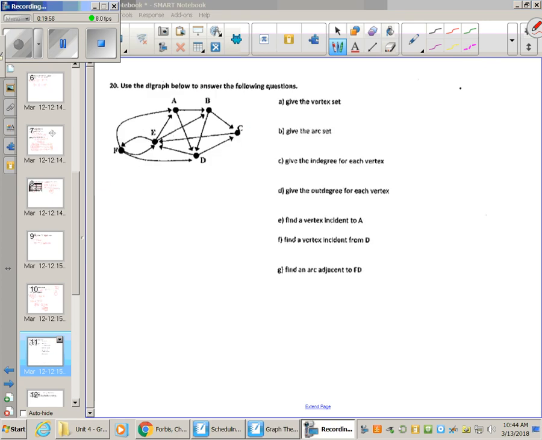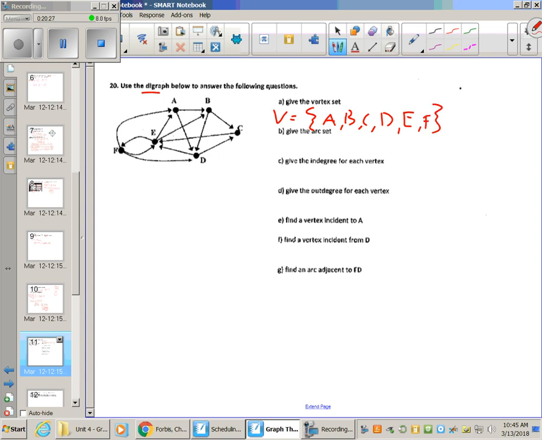With number 20, now we're getting into the stuff after the quiz, the new stuff with directed graphs, or digraphs. I will ask questions just like this on the test with a given diagram. Use the diagram below to answer the following questions. Give the vertex set. That should be a 100 from everybody. Just list all the vertices. So that's A through F: A, B, C, D, E, F.